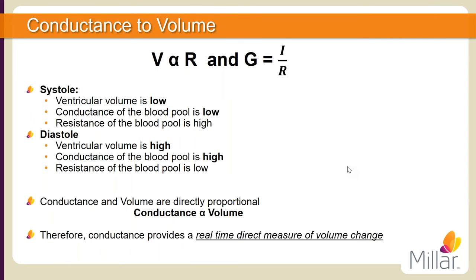Let's build on the relationship between conductance and volume. We know during systole, the ventricle volume and the conductance of the blood pool decreases. During diastole, the ventricular volume and conductance of the blood pool increases. We can draw the conclusion that conductance and volume are directly proportional. Furthermore, we can conclude that conductance provides a real-time direct measure of volume change during the cardiac cycle.